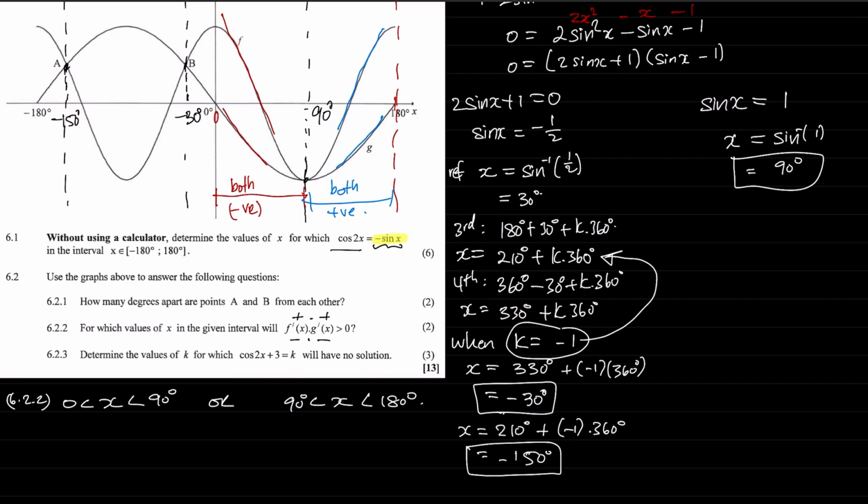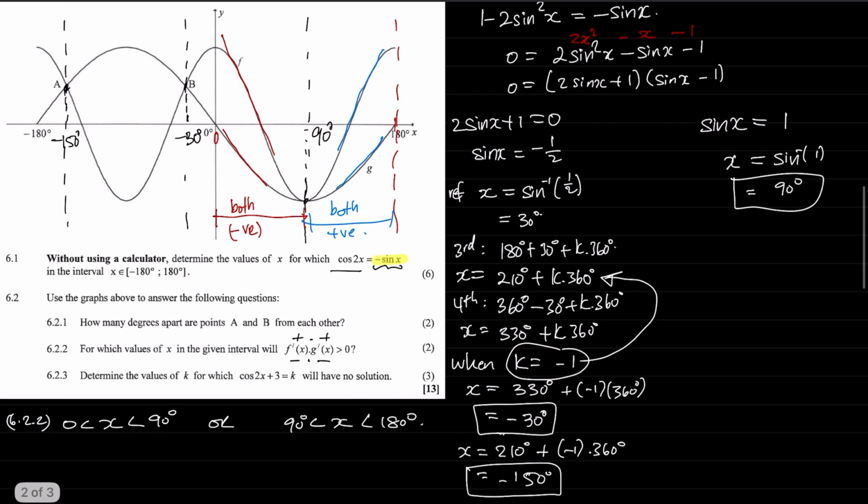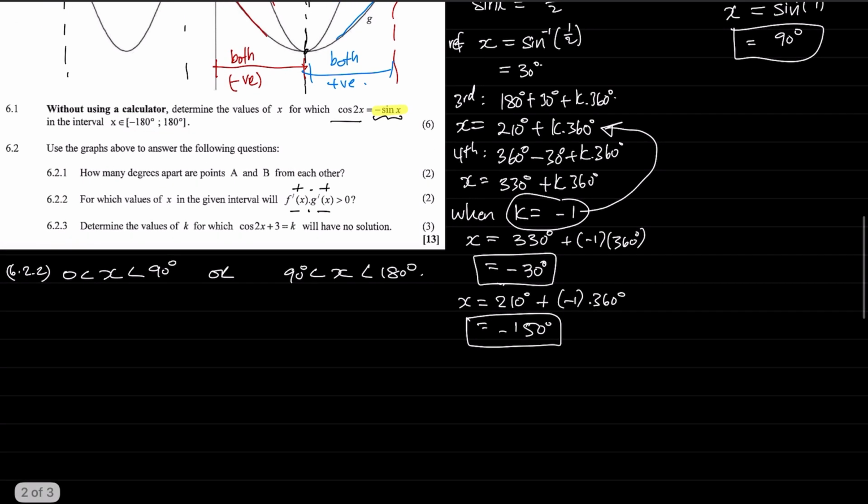Determine the values of k for which cos 2x plus 3 is equal to k will have no solution. Now, we don't have the graph of cos 2x plus 3. But if I take the 3 over, then I can get the equation that we're currently working with. So 6.2.3, what I'll do is I'm going to say cos 2x is equal to k minus 3.